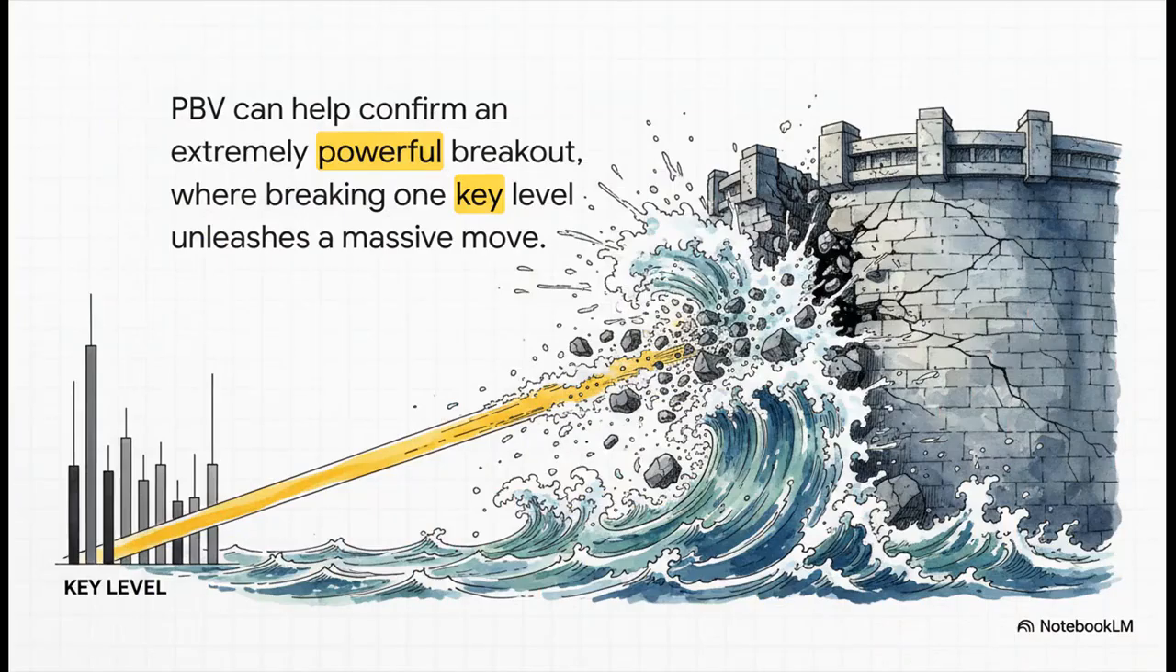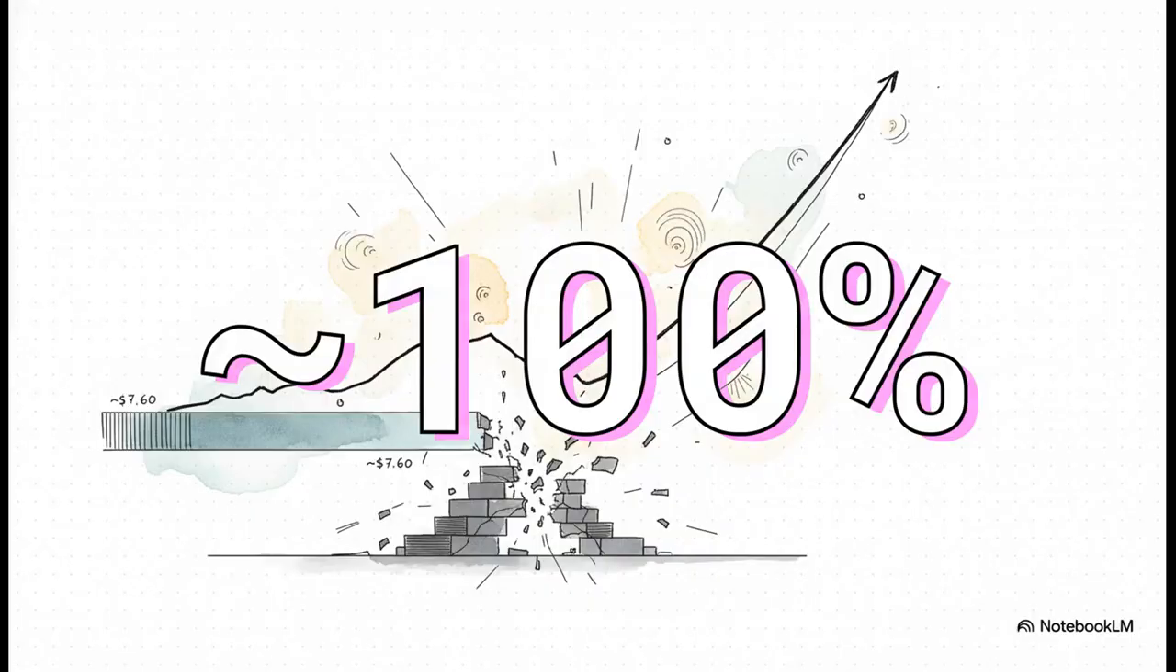For our last example, let's look at Elin Corp. This one really drives home how PBV can help you spot and confirm a monster breakout, the kind of move that happens when a really critical level finally breaks. And I mean, just look at that. You can see on the chart this gigantic wall of volume right around the 760 mark. The second the price cleared that hurdle, it was like a dam breaking. It shot up into another huge soft area, and the result was, well, nearly 100% gain. That's the power of breaking a key volume-defined level.